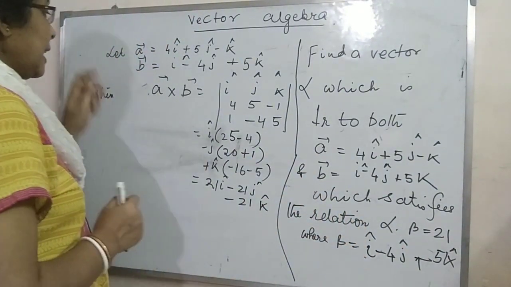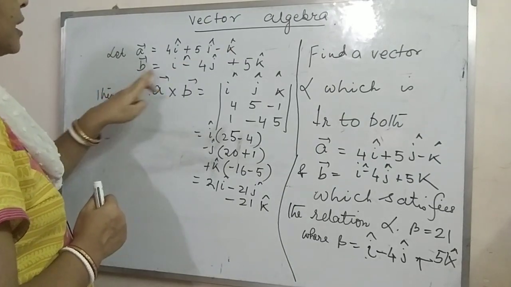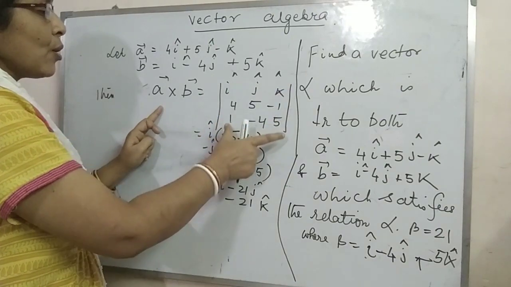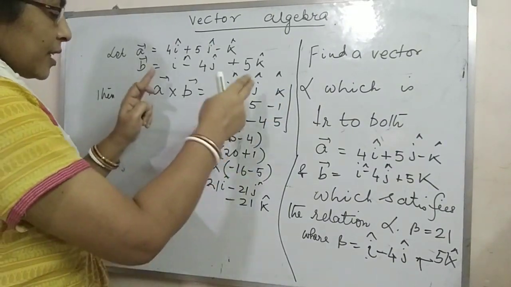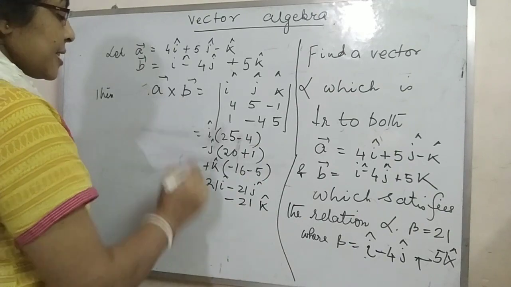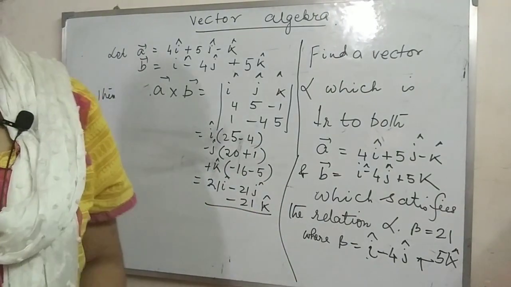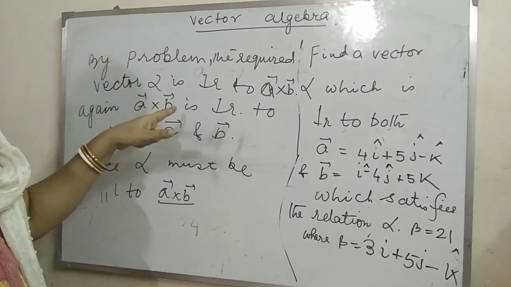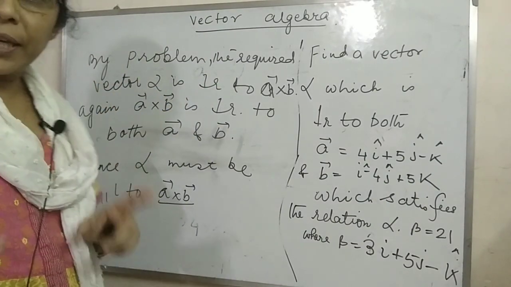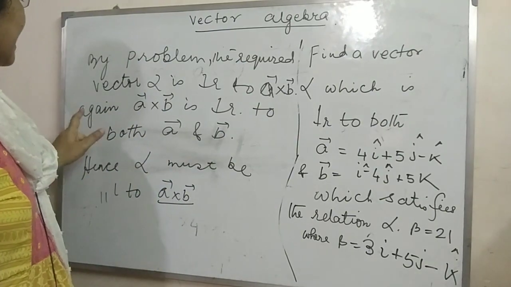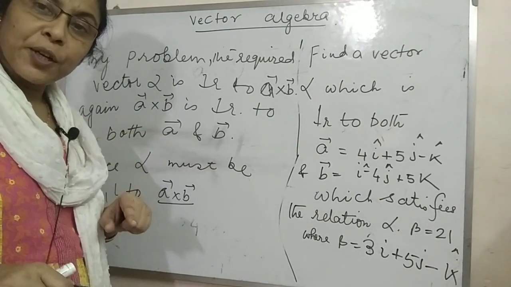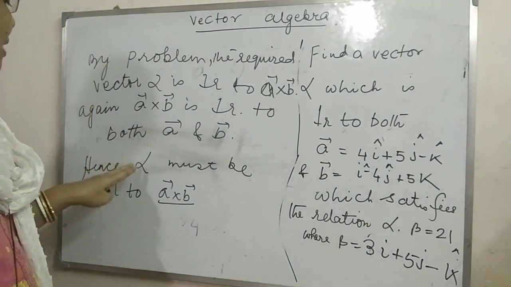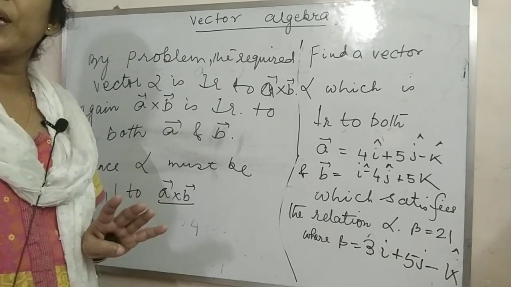Let A equal to this vector and B equal to this vector. Then we have to find A cross B in this way, and this is A cross B. By the problem, the required vector alpha is perpendicular to A cross B. Again, A cross B is also perpendicular to both A and B. So, hence, alpha must be parallel to A cross B.